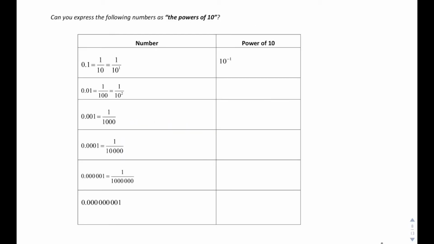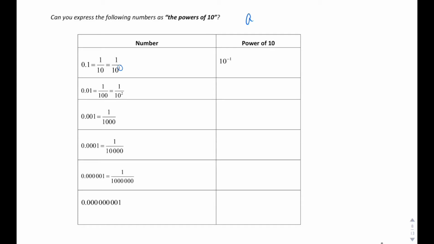In some other cases, the numbers are very small. Can we also express these numbers as powers of 10? Let's take a few examples. Here for the first one, 0.1. This is in terms of fractions, 1 over 10. That means 1 over 10 to the power of 1.